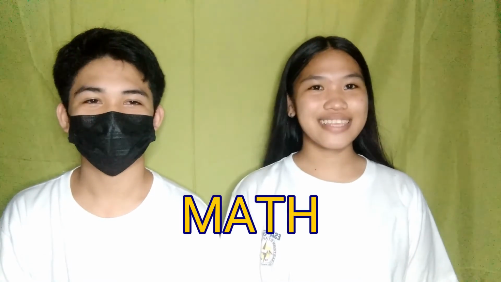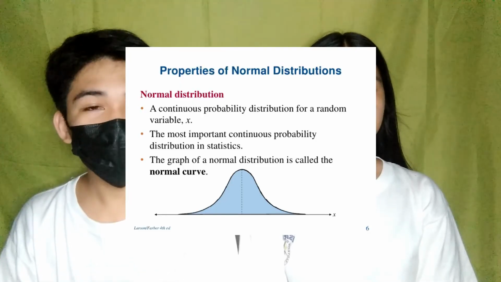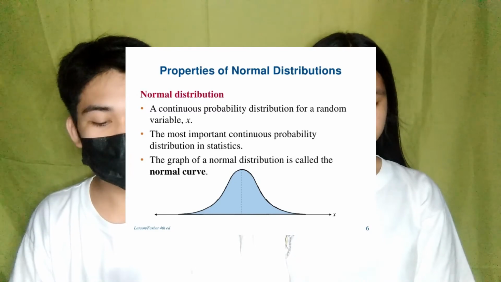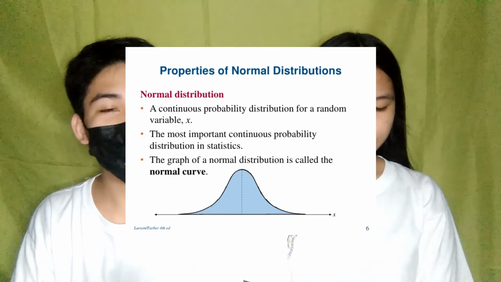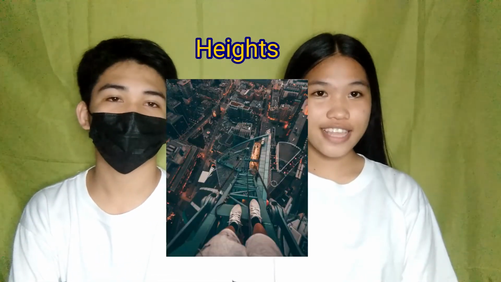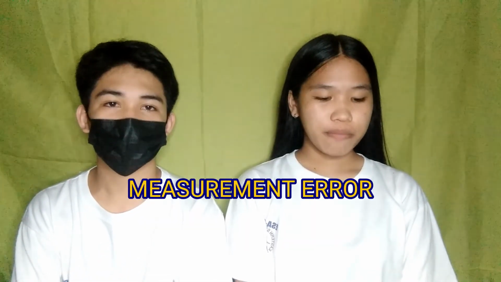And the last segment that we are going to discuss is the math segment. The normal distribution is the most important probability distribution in statistics because it fits many natural phenomena. For example, heights, blood pressure, measurement error, and IQ.